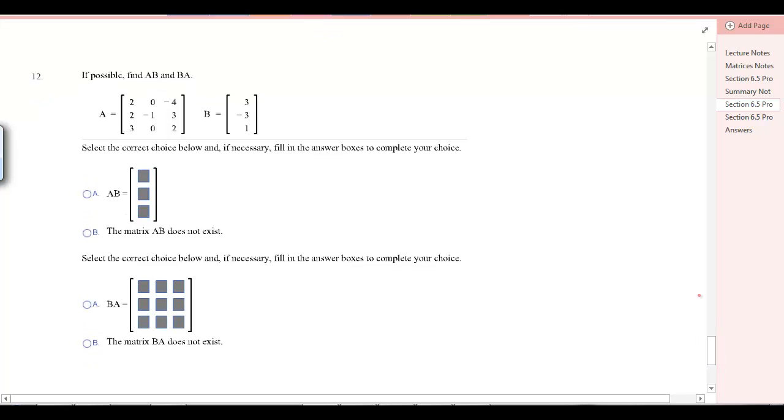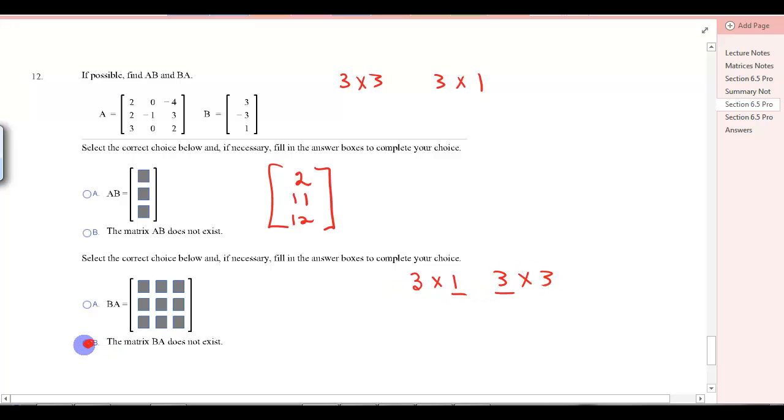All right, number 12, we can do this one. Remember, we've got a 3 by 3 and a 3 by 1. So for A times B, we can do that. And that's going to be a 2, 11, and a 12. But B times A, we've got 3 by 1 and 3 by 3. Those numbers aren't the same, so this matrix does not exist.